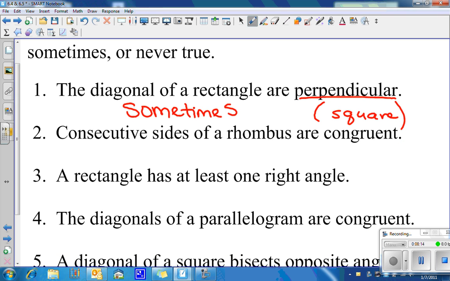Consecutive sides of a rhombus are congruent. Sometimes, always, or never? The very next. What's the property of a rhombus? What do we know about a rhombus? What do you know about a square? Good. And a square is a rhombus, so all sides are equal. Because all sides are equal, that means the consecutive sides, the very next sides, are what? Equal. And congruent means equal. So are consecutive sides of a rhombus congruent? Always.